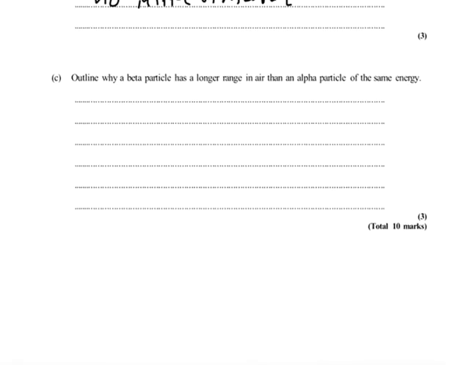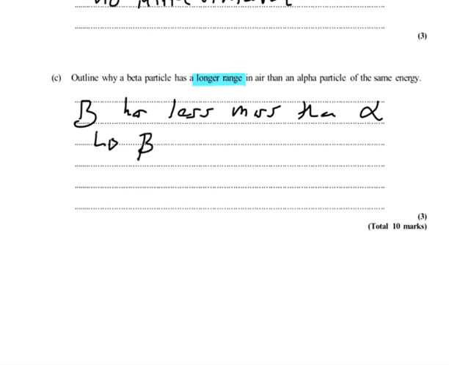Outline why a beta particle has a longer range in air than an alpha particle of the same energy. Well, beta particles have less mass than an alpha particle, which means that the beta particle moves faster.